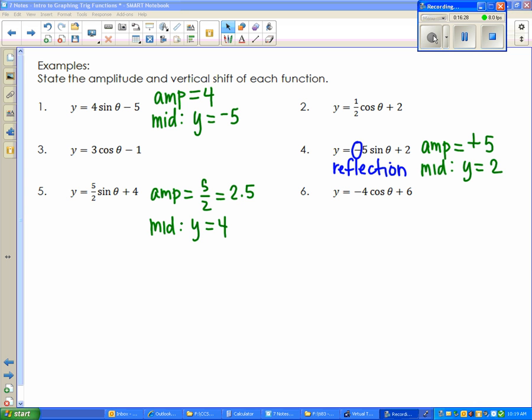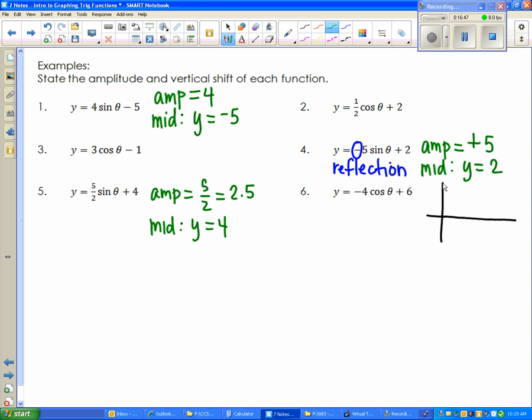Notice that in number 4, even though the value of A was a -5, the amplitude itself is a +5. The negative tells me that I would actually reflect the graph. So if I were to sketch this thing, I'm just going to do a quick sketch. Let's say this is my x and y axis, or my theta and y axis. With the sine function, I know I want to start with my midline. So if my midline occurs at y equals 2, then I'm going to draw a dotted line where y equals 2. Let me actually do this over again because I didn't make my graph big enough, sorry.